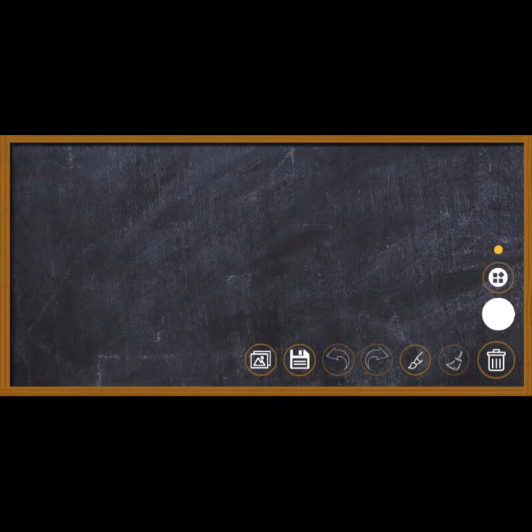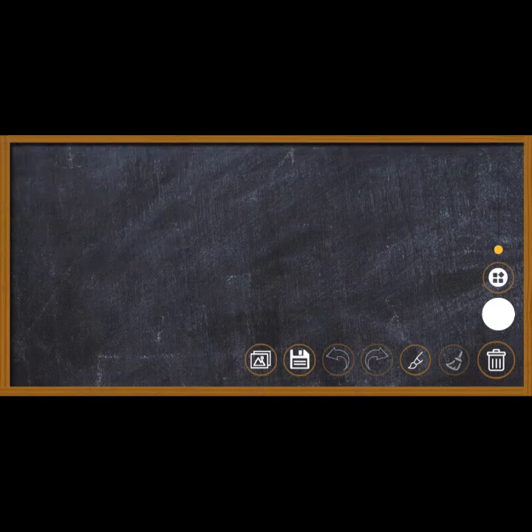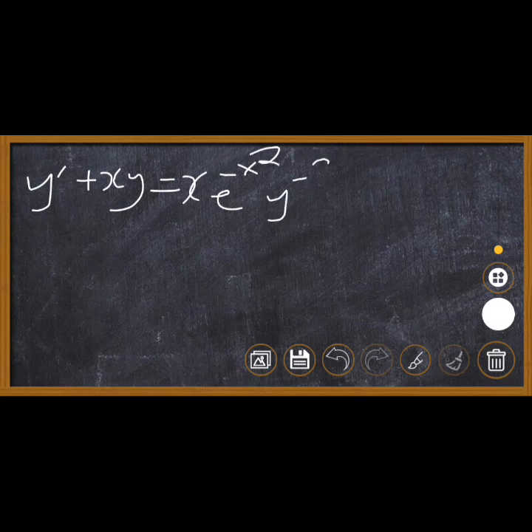So let's say you have y prime, of course we know this is the same as dy over dx, so make sure that you don't get confused. Take note of this. Where you have y prime, it's the same as dy over dx. So we can either use this one or they can use this one. It's just the same thing. In this case, I'll use y prime. So let's say you have y prime plus x y equal to x e raised to power negative x squared, then y power negative 3.